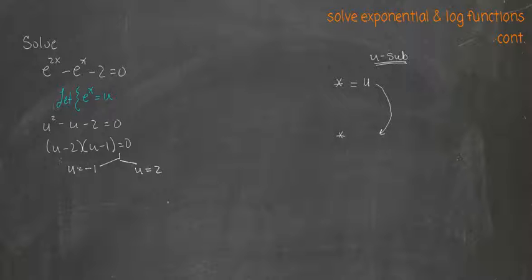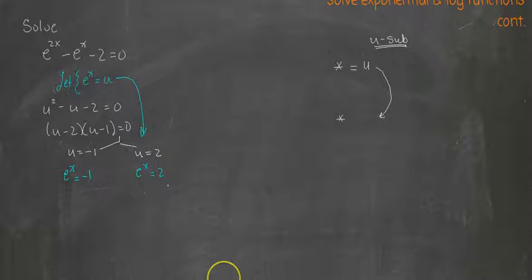Now, we didn't replace it. There are substitutions you'll use later in life where you replace something and you don't put it back in. But a u substitution means that you have to put this back in at the end. So we end up with e to the x equals -1 and e to the x equals 2. So now we can solve each x value separately.